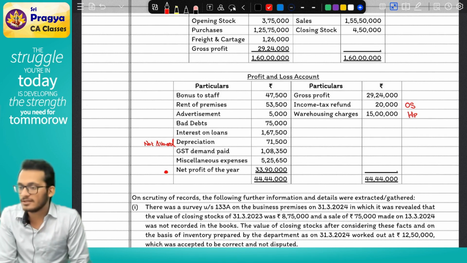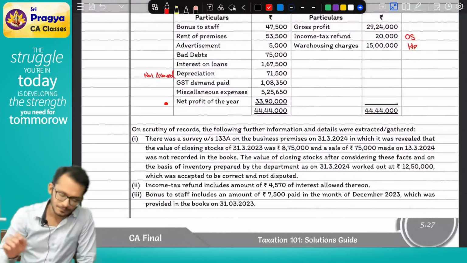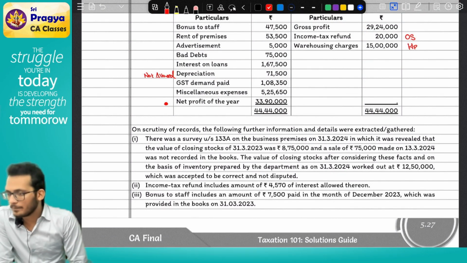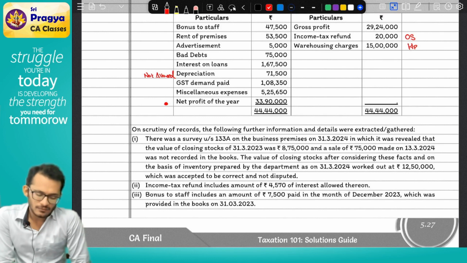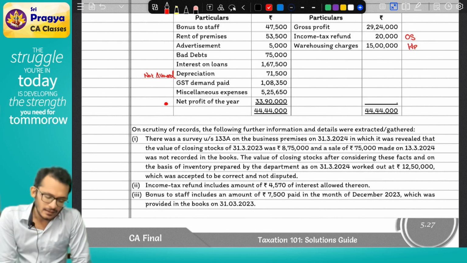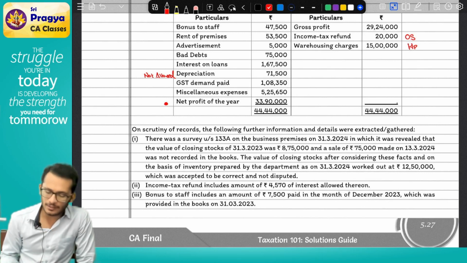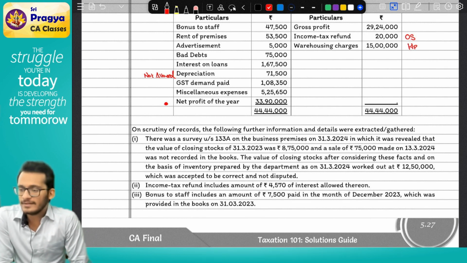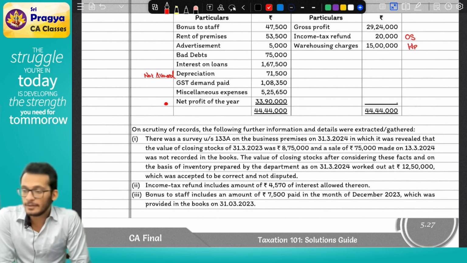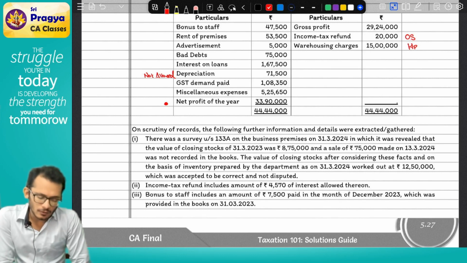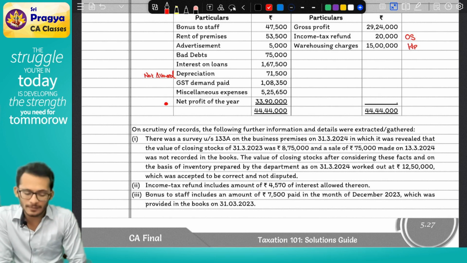Can we do the balance additional information? It says, on the scrutiny of records, the following information was extracted and gathered. On a survey conducted under section 133A on the business premises on 31st March 2024, it was revealed that the value of the closing stock as on 31st March 2023, which is your previous year, which means this is your opening stock.